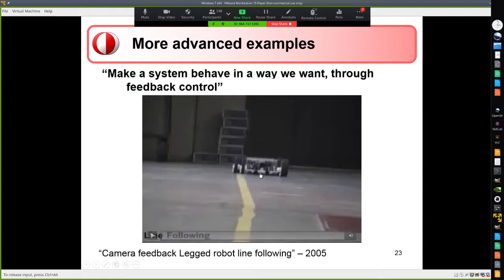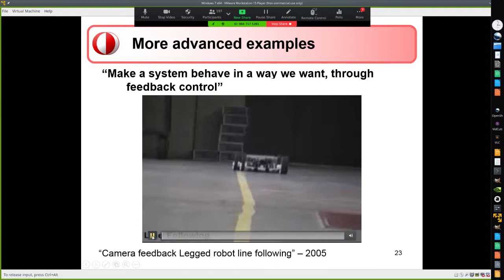This is a line following example, similar to the wheeled robot example, but this one is different in the sense that first it's entirely camera based, so there is no optical sensor sensing the line. A camera does that, and also because of the legged motion of the robot, you get a signal that is not stationary in the field of view, but it's oscillating. So what you're trying to achieve is not a constant signal, but you are actually tracking an oscillating signal. So let me show you.